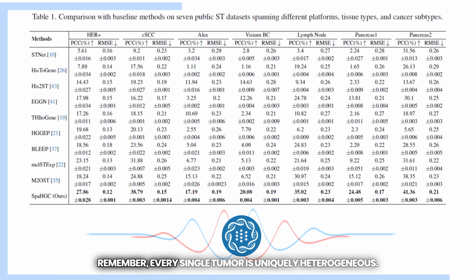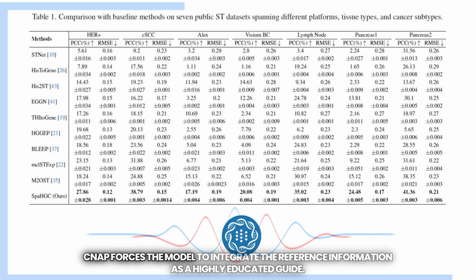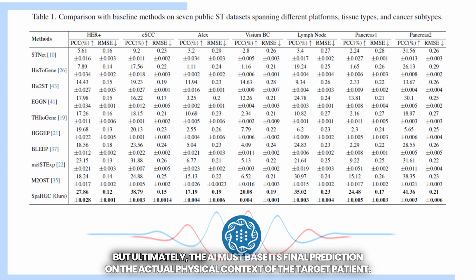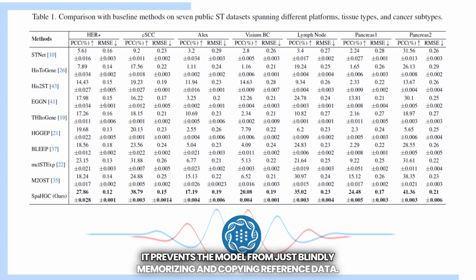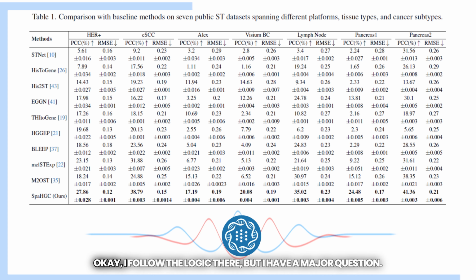Remember, every single tumor is uniquely heterogeneous. CNAP forces the model to integrate the reference information as a highly educated guide, but ultimately, the AI must base its final prediction on the actual physical context of the target patient. It prevents the model from just blindly memorizing and copying reference data. Okay, I follow the logic there.